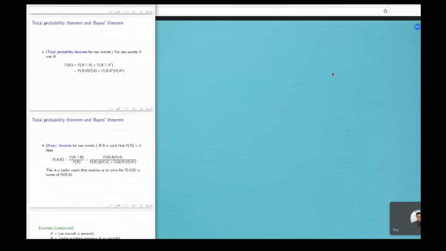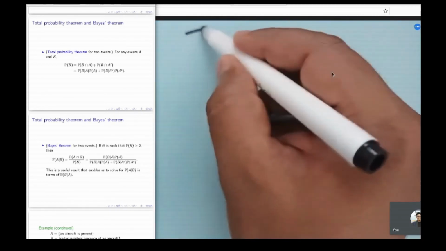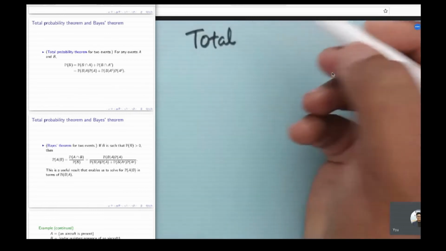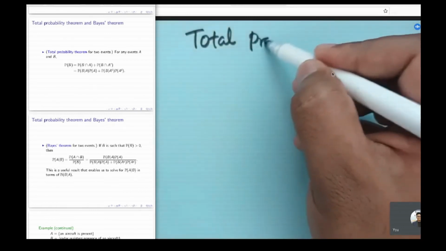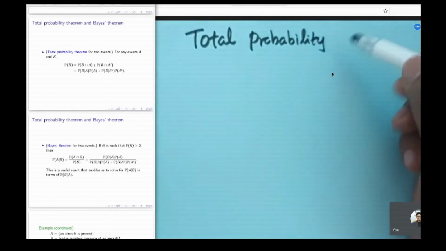Now the next thing about the probability is the total probability theorem.